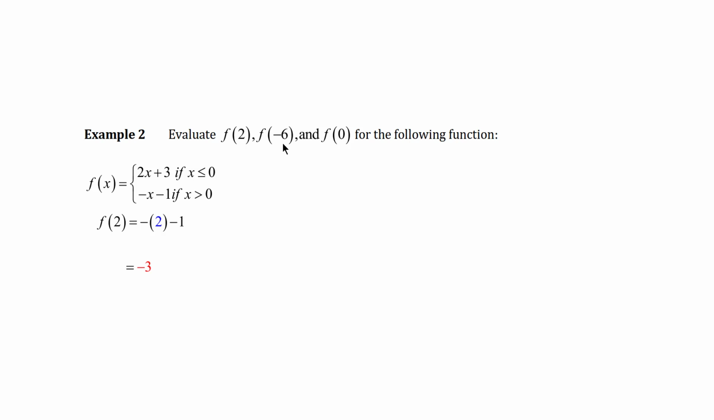Because negative 6 is less than or equal to 0, we're going to use the top equation. So we get that f of negative 6 is equal to 2 times negative 6 plus 3. Simplifying this, we get negative 12 plus 3, which is equal to negative 9. Next, we need to find f of 0. Because 0 is less than or equal to 0, we use the top equation. So we get that f of 0 is equal to 2 times 0 plus 3. Simplifying this, we get f of 0 is equal to 3.